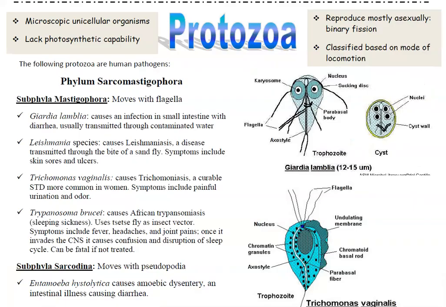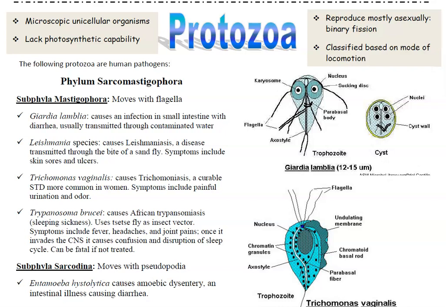Now we're going to look at some protozoa. Protozoa are animal-like protists, so they have characteristics similar to the animal kingdom. They're microscopic unicellular organisms. They cannot do photosynthesis, so they do not make their own food. They're heterotrophs. They reproduce mostly asexually through binary fission, and they're classified based on how they move around, their mode of locomotion. The following protozoa are human pathogens.